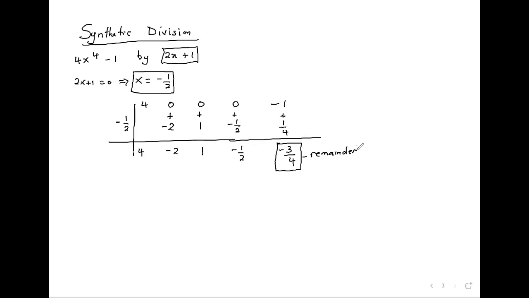And then since the power was 4, the quotient, which we form from these numbers, comes from these numbers now as 4x^3. So the power reduces by 1. And then minus 2x squared plus x minus 1 over 2. The remainder, we said, is negative 3 over 4. And this is the most used method in so many questions.